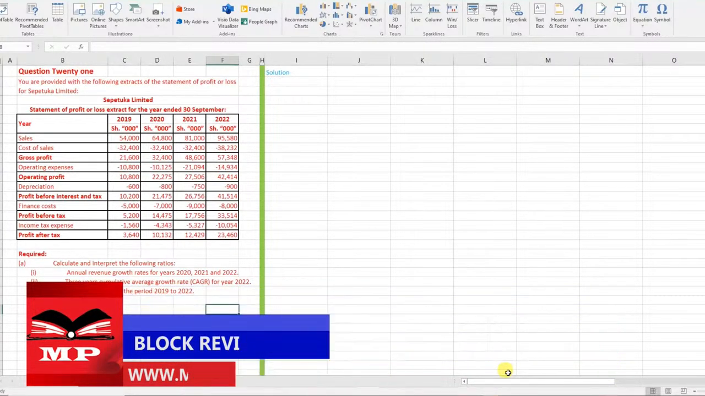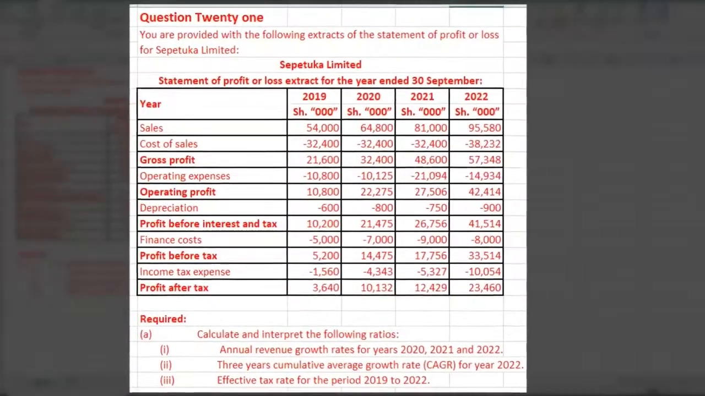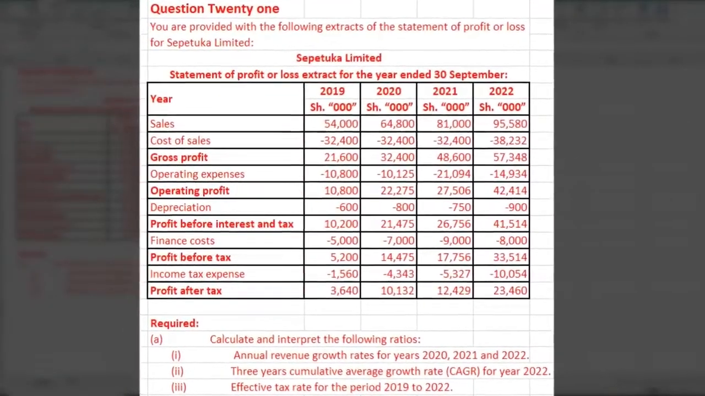Ladies and gentlemen, today we are discussing business and data analytics, which is an exit paper under the CPA qualification. We are doing section 2, question 21. And as you can see on your screen, the question reads as follows.